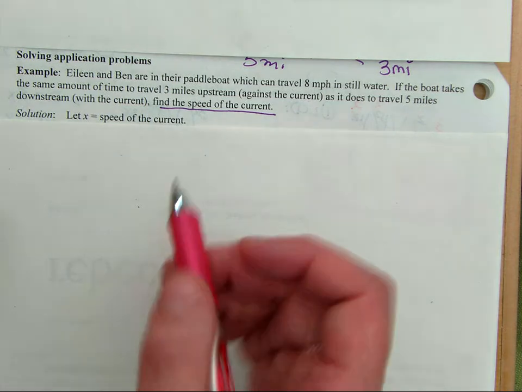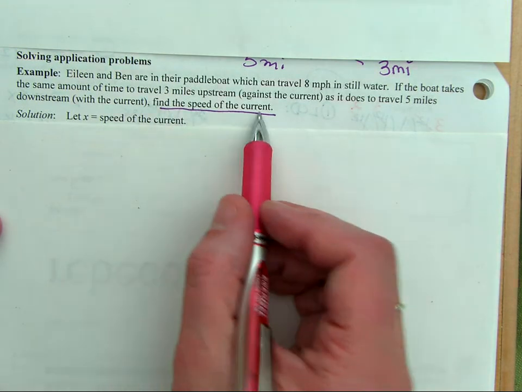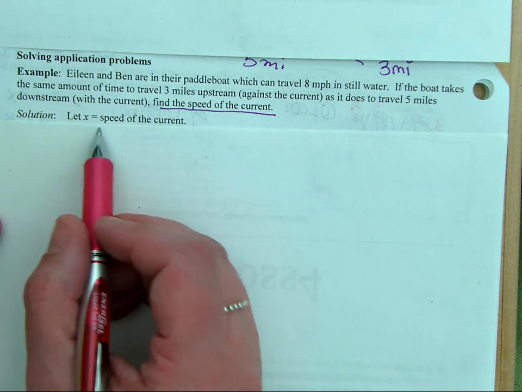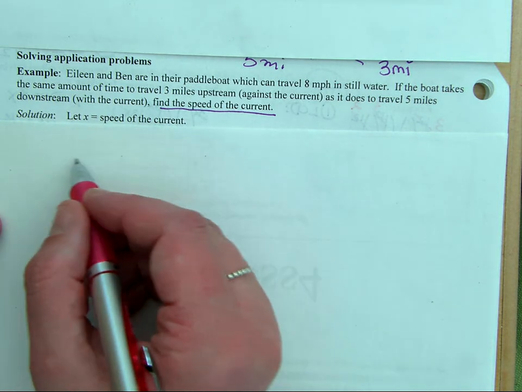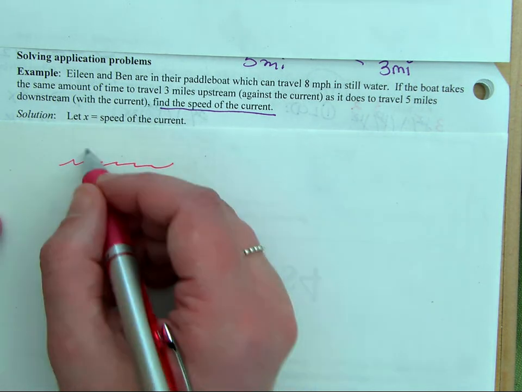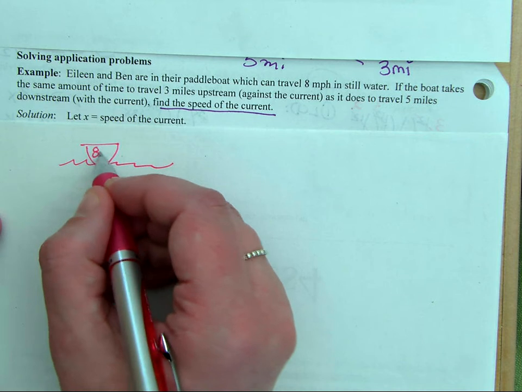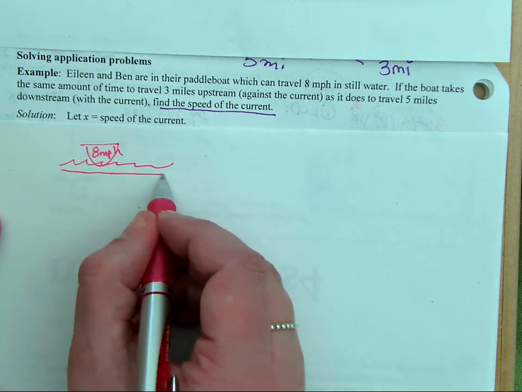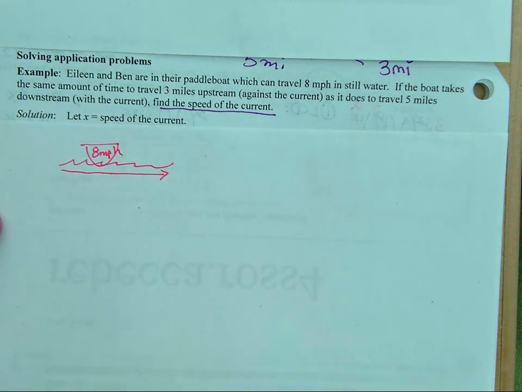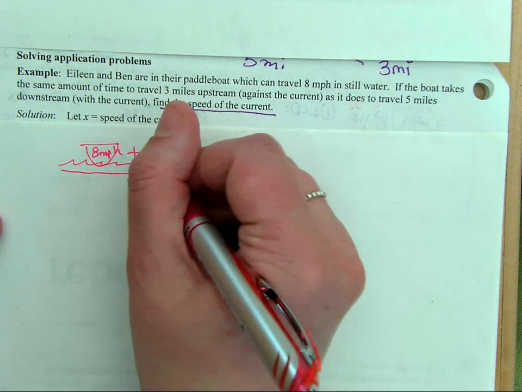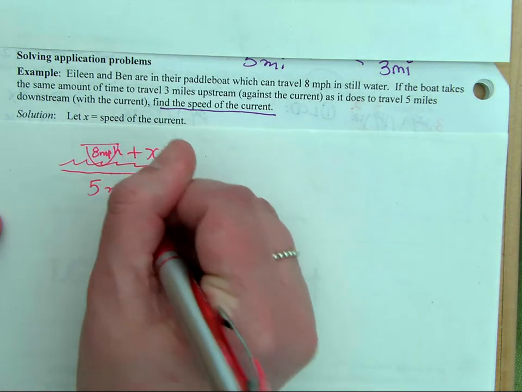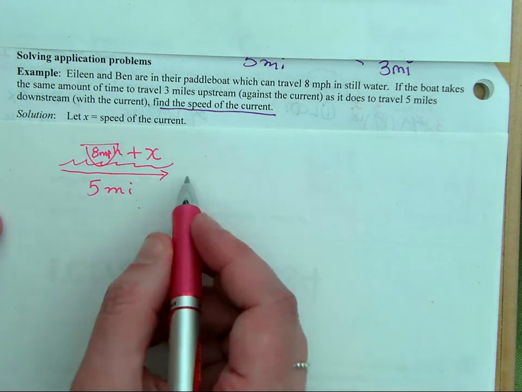Okay, since we don't know the speed of the current, that's what we're trying to find out. That's our variable because that's our unknown. So we're going to say that x is the speed of the current. Okay, and if we draw a picture, here's my river, here's my boat. My boat can go 8 miles per hour. And if the current is pushing it along, what happens to that 8 miles per hour? It adds it. So it's going to add to that rate. And it's able to go 5 miles with the current.